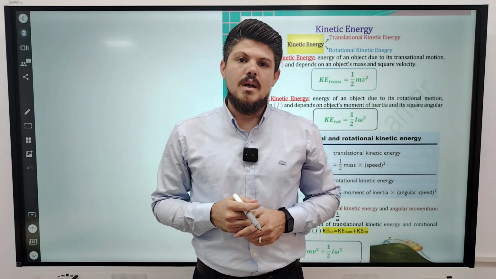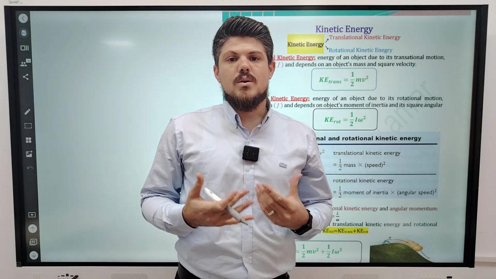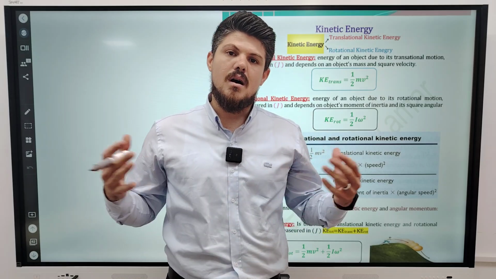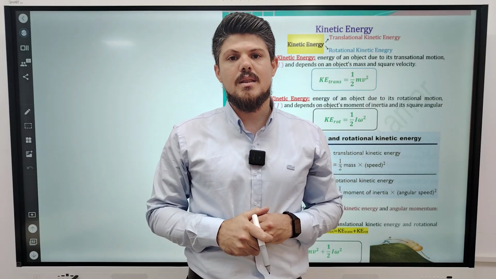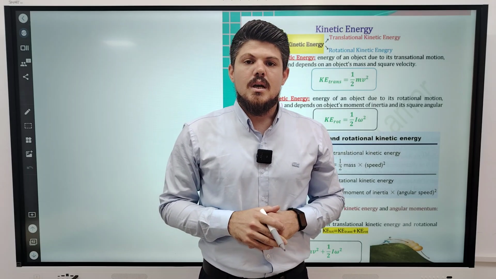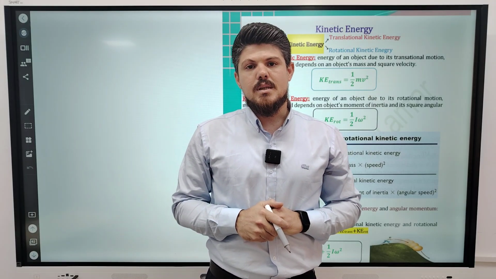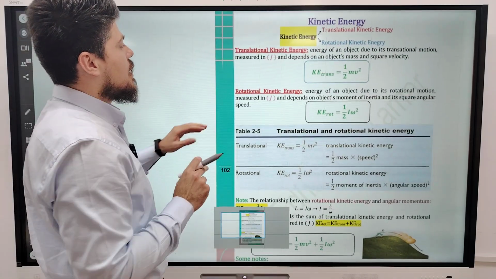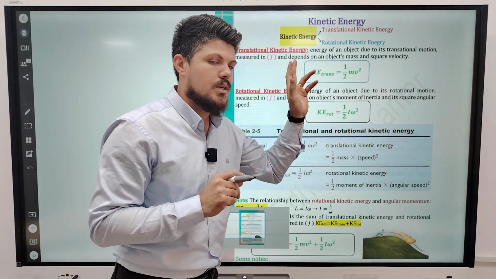the ice skaters can control his or her angular speed. Okay? In the case of extending his arm or legs away from his body, in that case, the angular speed decreases, but the moment of inertia increases, and the angular momentum stays unchanged. Okay? Today's lesson, we will talk about the kinetic energy.